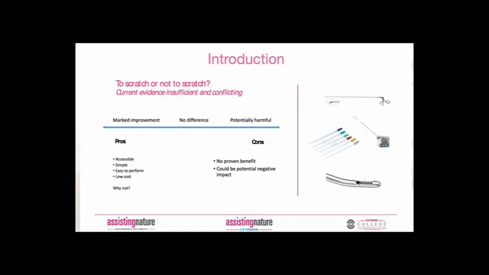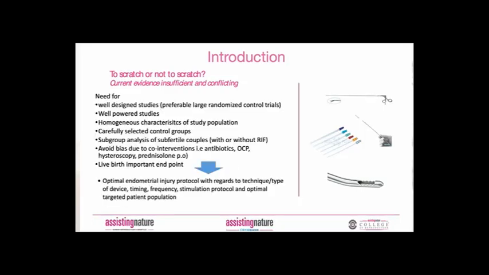To scratch or not to scratch, this is the question. The current evidence is insufficient and conflicting. We really need well-designed, well-powered studies, homogeneous characteristics of the study population, carefully selected control groups, and subgroup analysis of subfertile couples, with live birth as an important endpoint. We also need an optimal endometrial injury protocol with regard to technique, type of device, timing, frequency, stimulation protocol, and optimal target patient population.